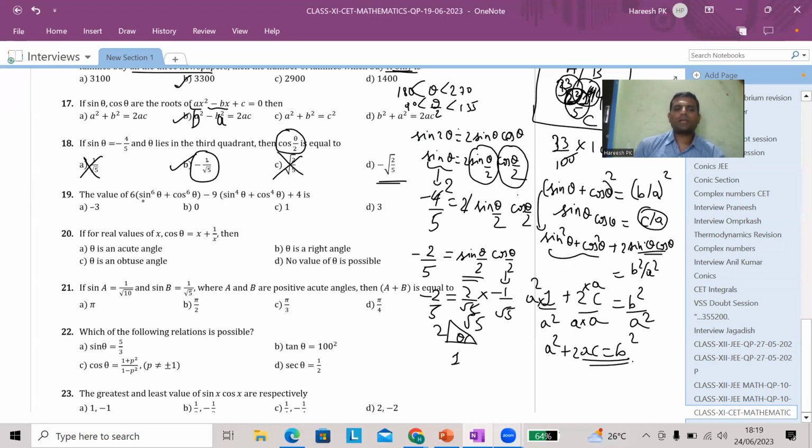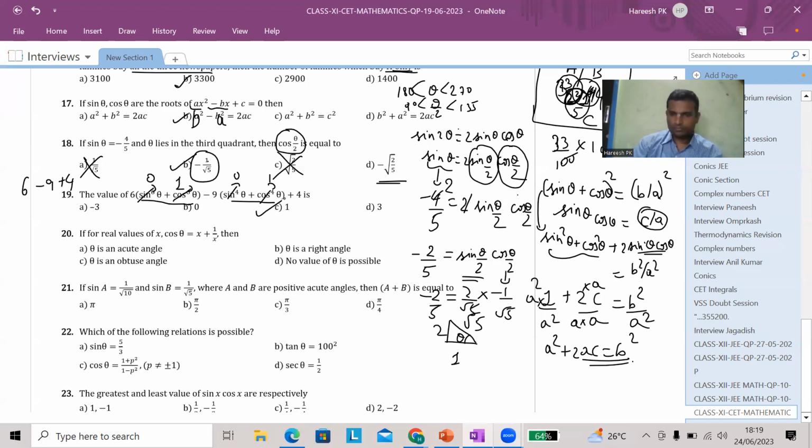19th, I told you several times, whenever there is theta in the question, but in the 4 options there is no theta, you can put any value for theta. So easiest is put theta as 0. When you put theta as 0, sine 0 becomes 0. This will become 1. So 6 ones are 6. This is 0. This is 1. We'll get 6 minus 9 plus 4. Or 6 plus 4 is 10. 10 minus 9 is 1. The answer is 1. It's a direct question.